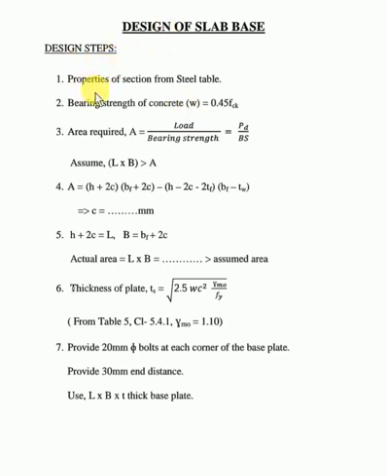Step number 1, we'll write down the properties of the section from the steel table. In step number 2, we'll find out the bearing strength of concrete, W equal to 0.45 FCK. FCK is our grade of concrete. In step number 3, we have the area required, represented by A, which is equal to load by bearing strength. Here we'll take the factored load PD and this is the bearing strength.